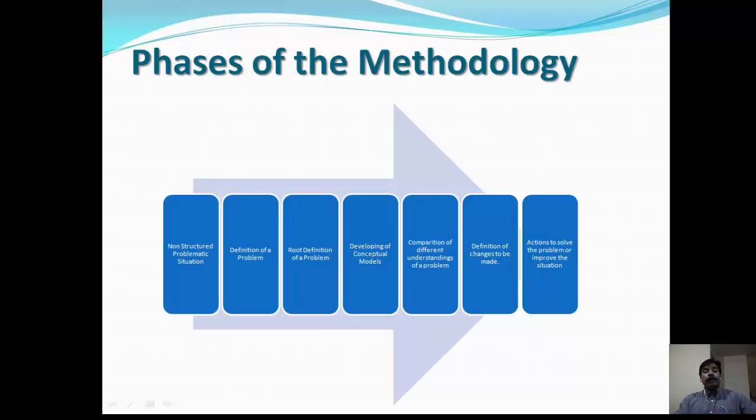The complete phases of the methodology are, first of all, we have a non-structured problematic situation, then we have a definition of a problem, a root definition of this same problem, the developing of some conceptual models, the comparison of different understandings of the problem, having conceptual models for various people. Then we have the definition of changes to be made and the actions to solve the problem or to improve the situation.